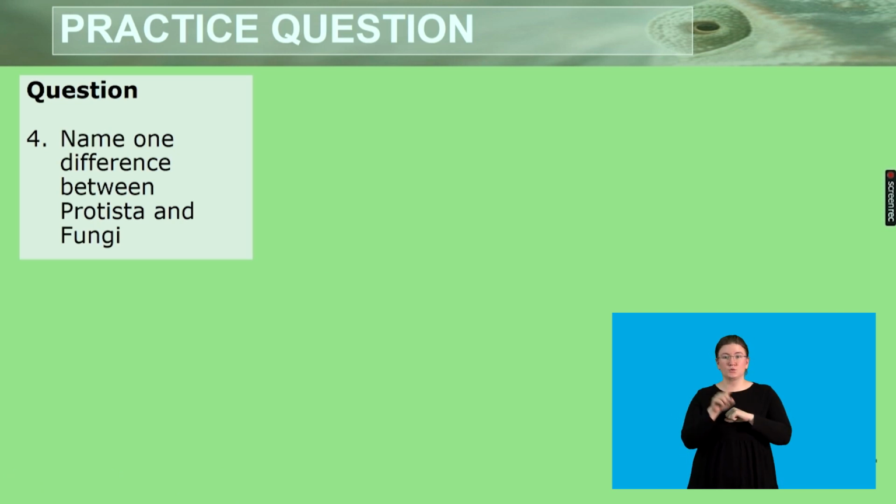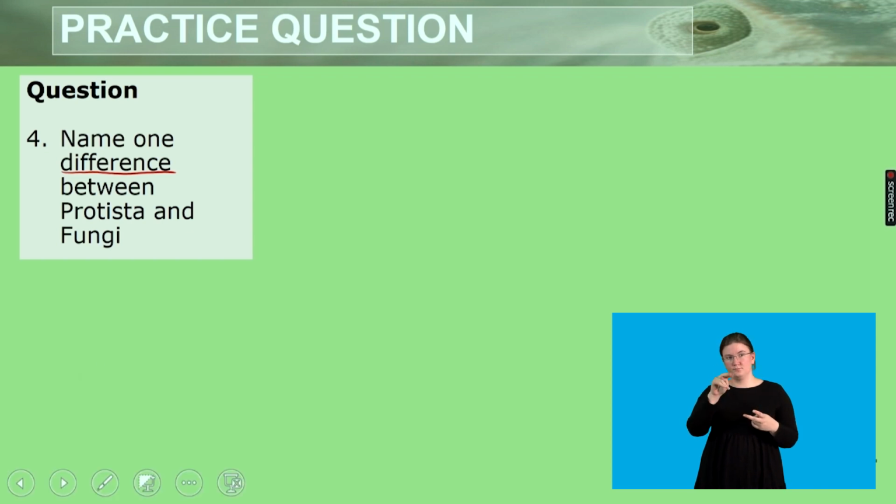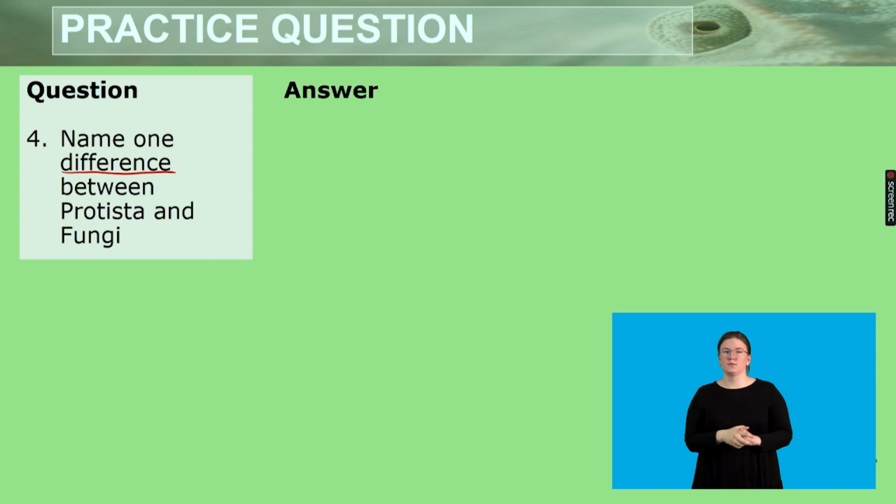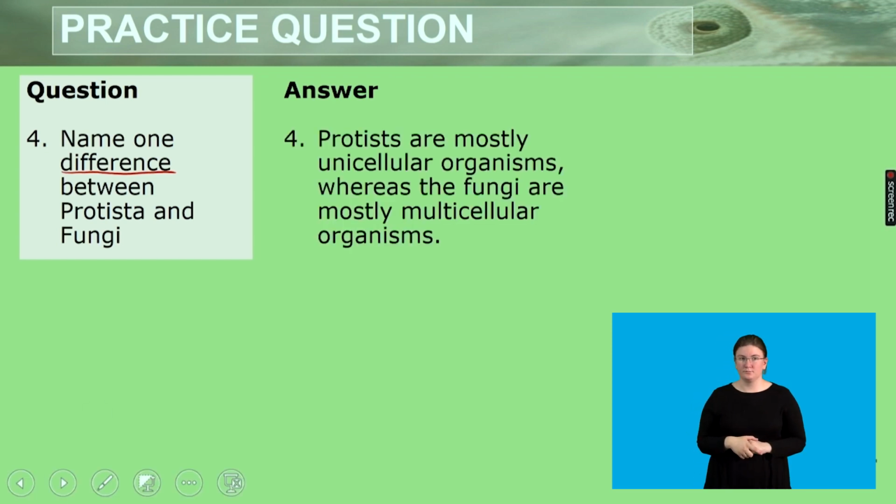Last question, we are looking at question number 4. This question says, name one difference between protists and fungi. Protista just refers to the kingdom of protists. Then protists are mostly unicellular organisms, whereas fungi are mostly multicellular.